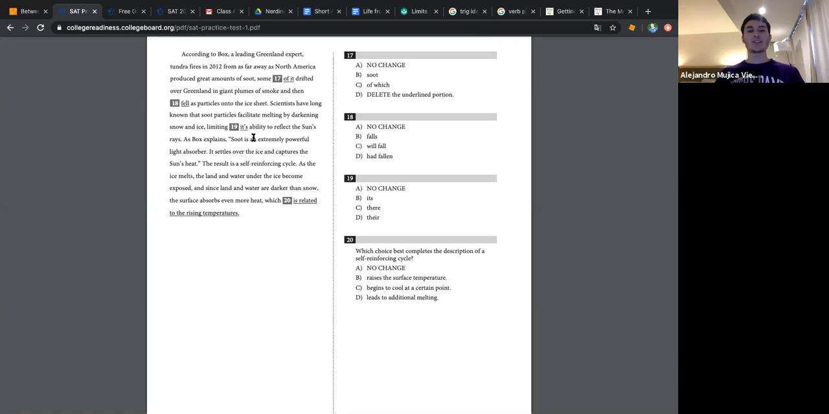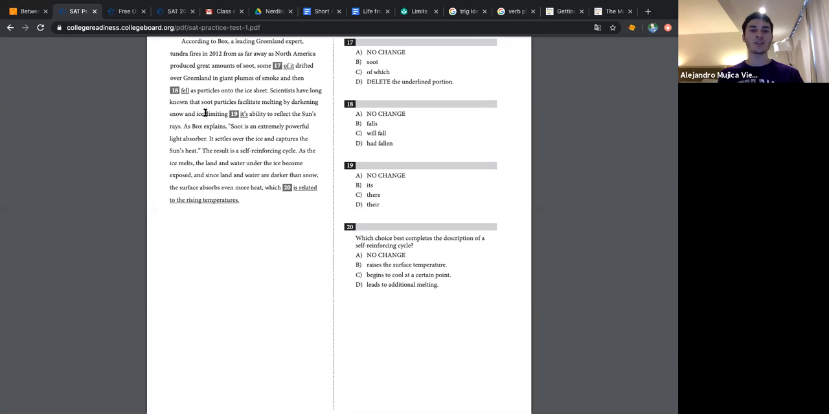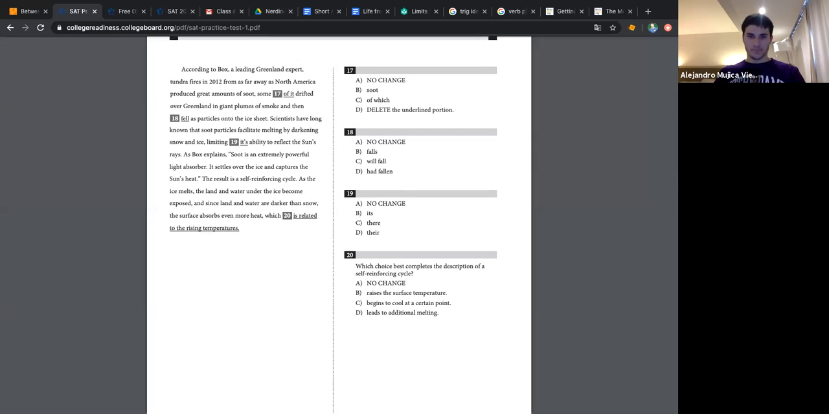Alrighty, moving on. Scientists have long known that soot particles facilitate melting by darkening snow and ice, limiting. So we have its, the contraction for it is, the pronoun its, then we have there, which indicates a place, and the other form, their, which is a pronoun referring to a plural subject. We obviously know that we need a pronoun here. This is renaming the subject, or an object at least, which in this case is ice, renaming a noun.